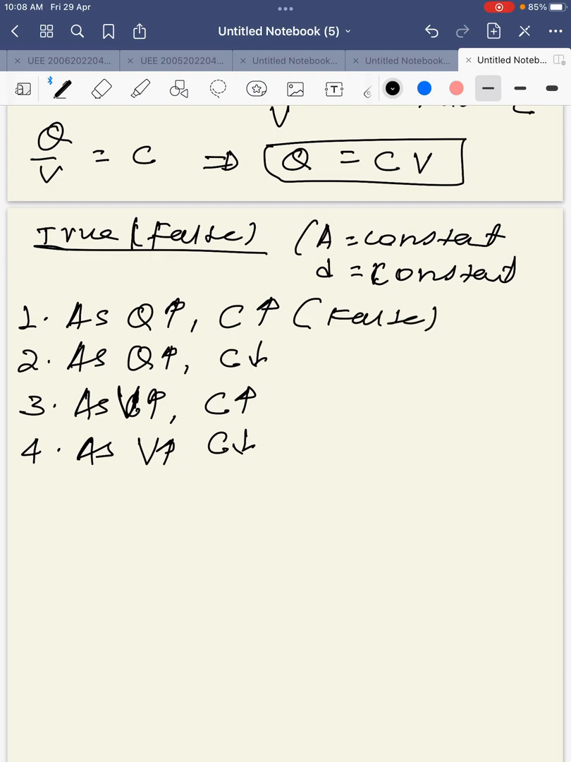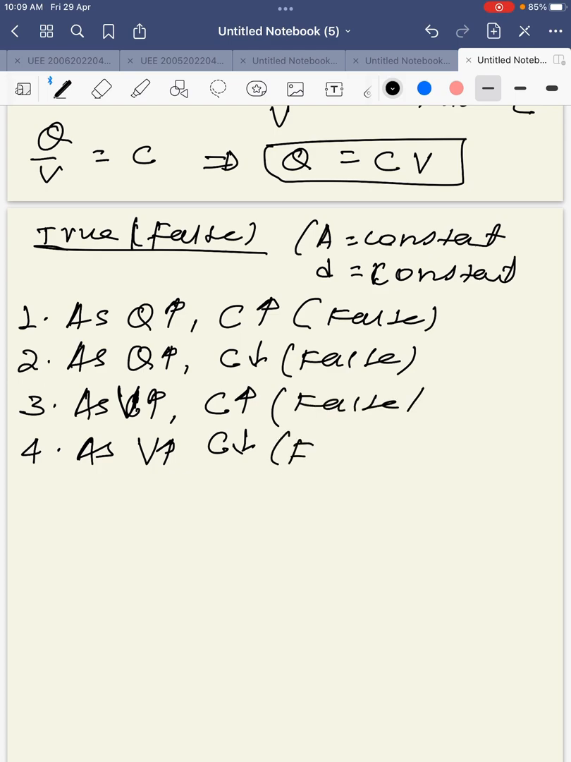Capacitance is independent of charge. This one is also false. When the charge stored increases, capacitance remains constant. It does not decrease. Number 3, as voltage between plates increases, capacitance increases. It is false. Capacitance does not increase when the amount of voltage between the plates increases or decreases. Therefore, these 2 are false.